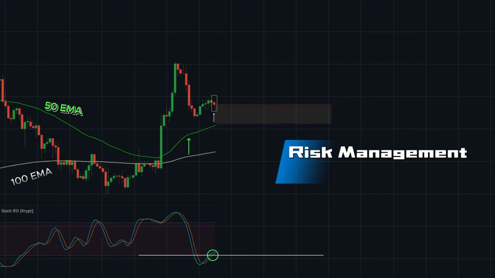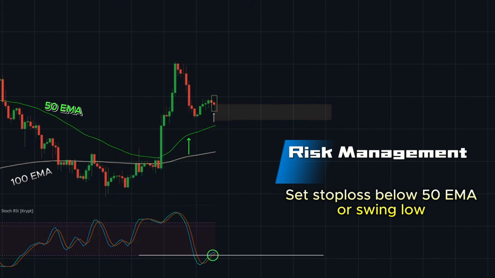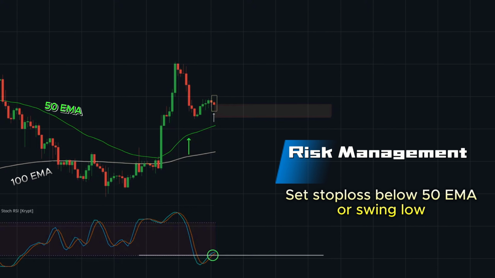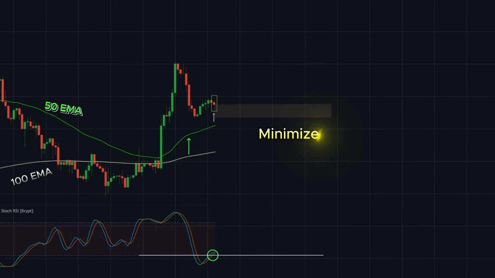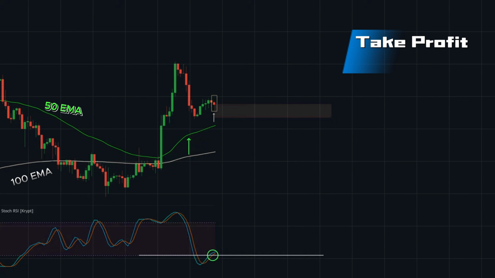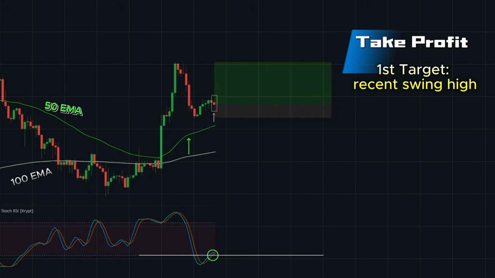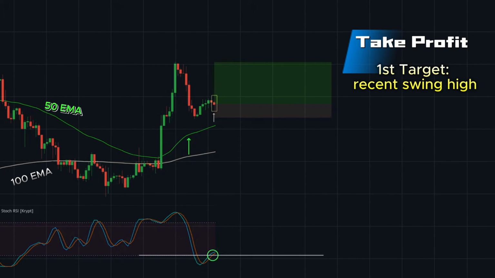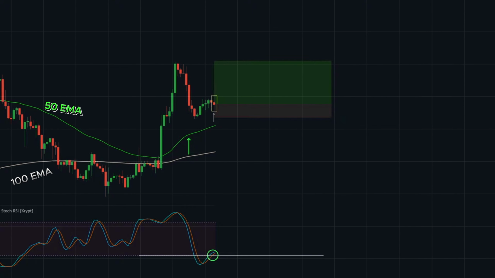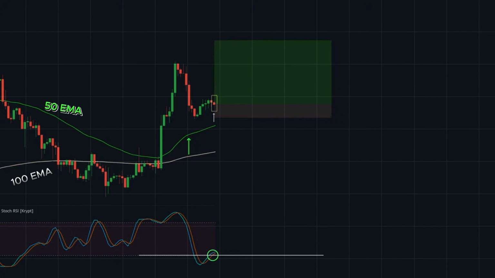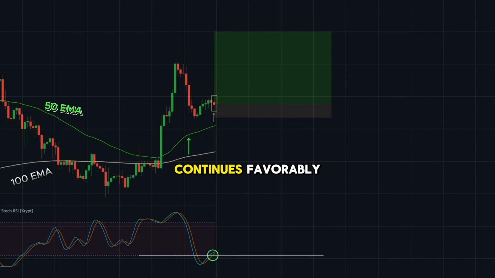For risk management, you can set a stop loss on either the 50-period moving average line or the recent swing low, depending on which is closest to the entry candle. This approach helps in minimizing potential losses and protecting our capital. As for taking profits, our first target will be the recent swing high. This is a logical level to aim for, as it represents a previous resistance point. Alternatively, you can apply your own risk management strategy to determine when to take profits, ensuring that you lock in gains while allowing the trade to run if the trend continues favorably.